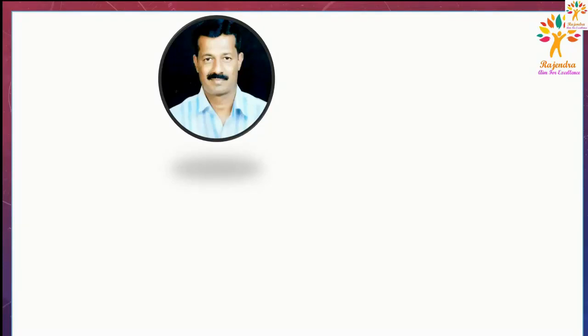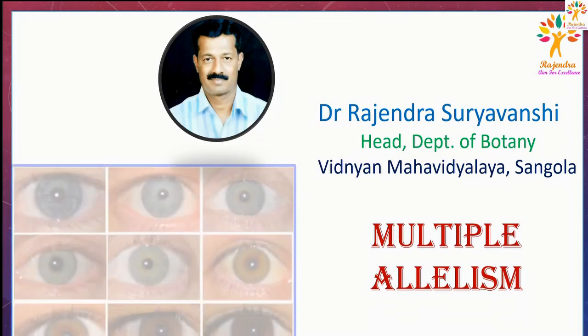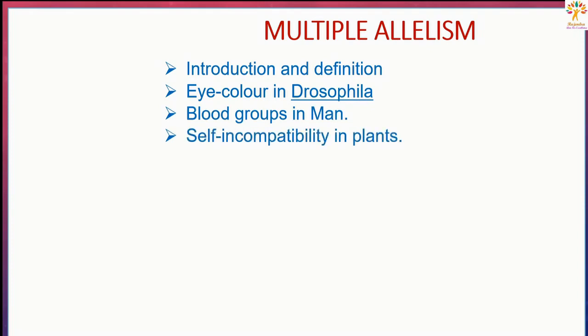Hi friends, today we will see multiple allelism, and in that we will see the introduction and definition of multiple allelism, and different examples of multiple allelism: eye color in Drosophila, blood groups in man, and self-incompatibility in plants. So before that, we should know Mendel's work.